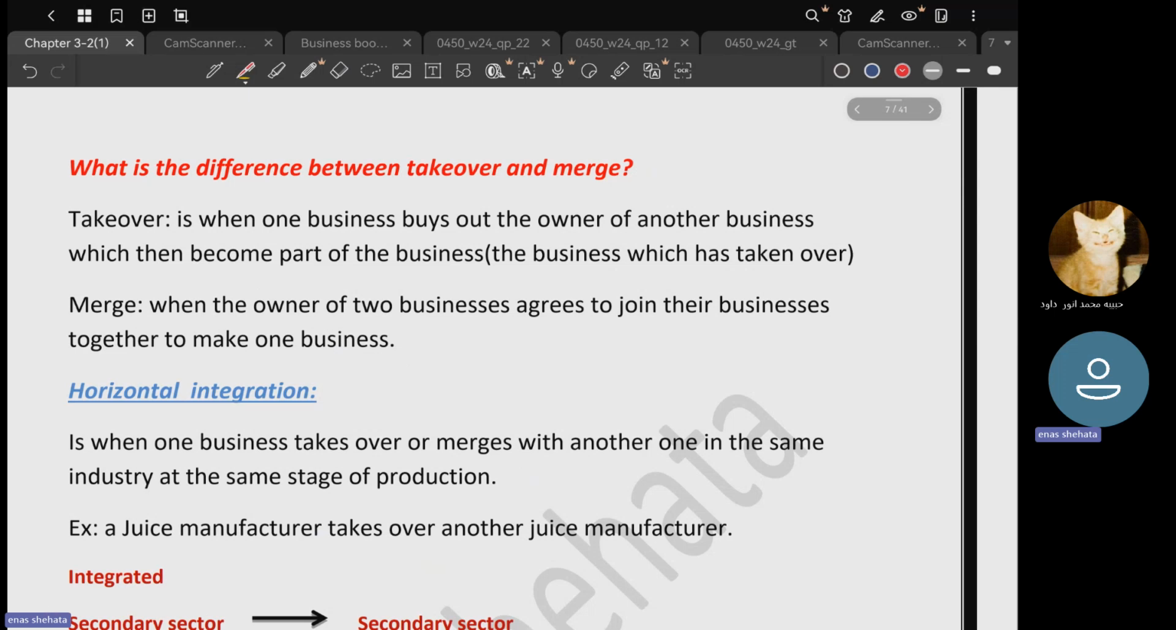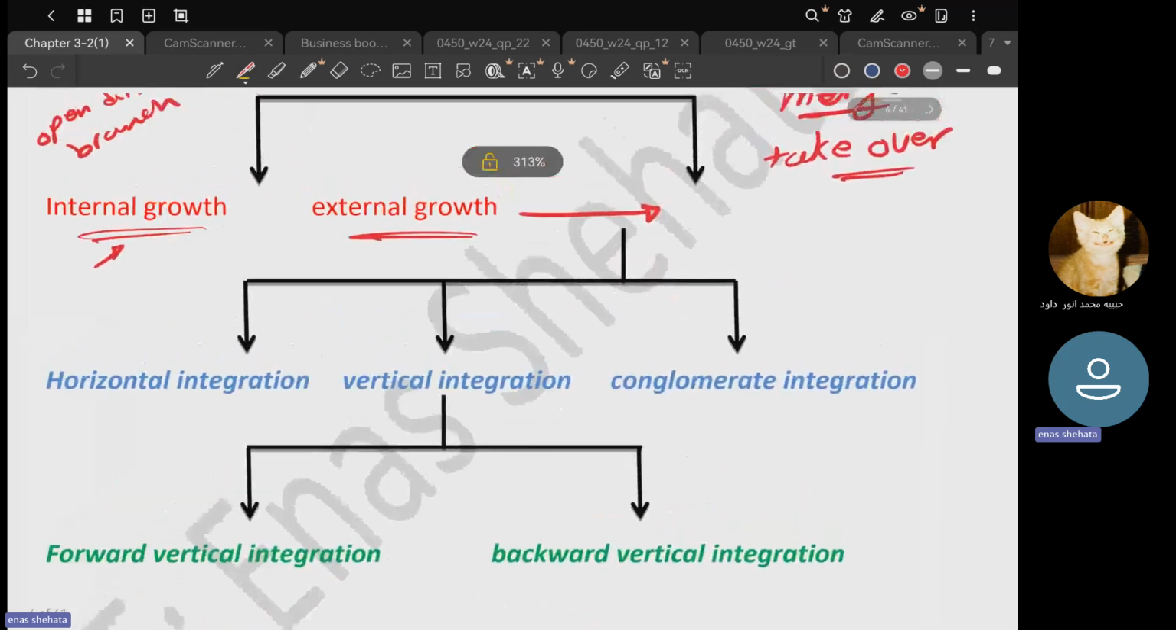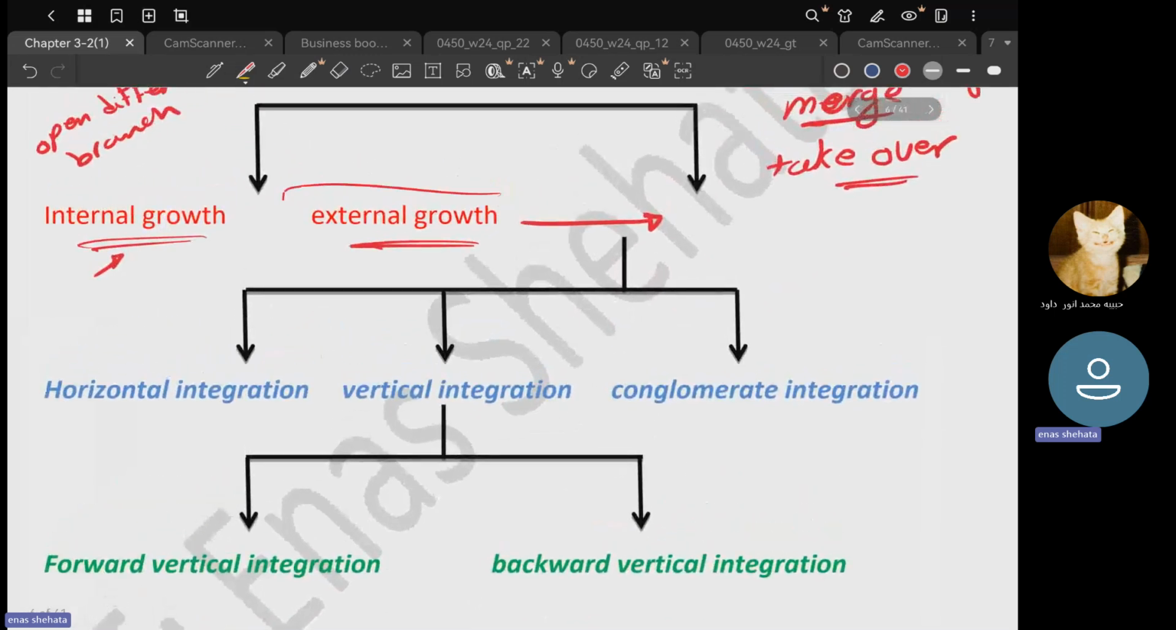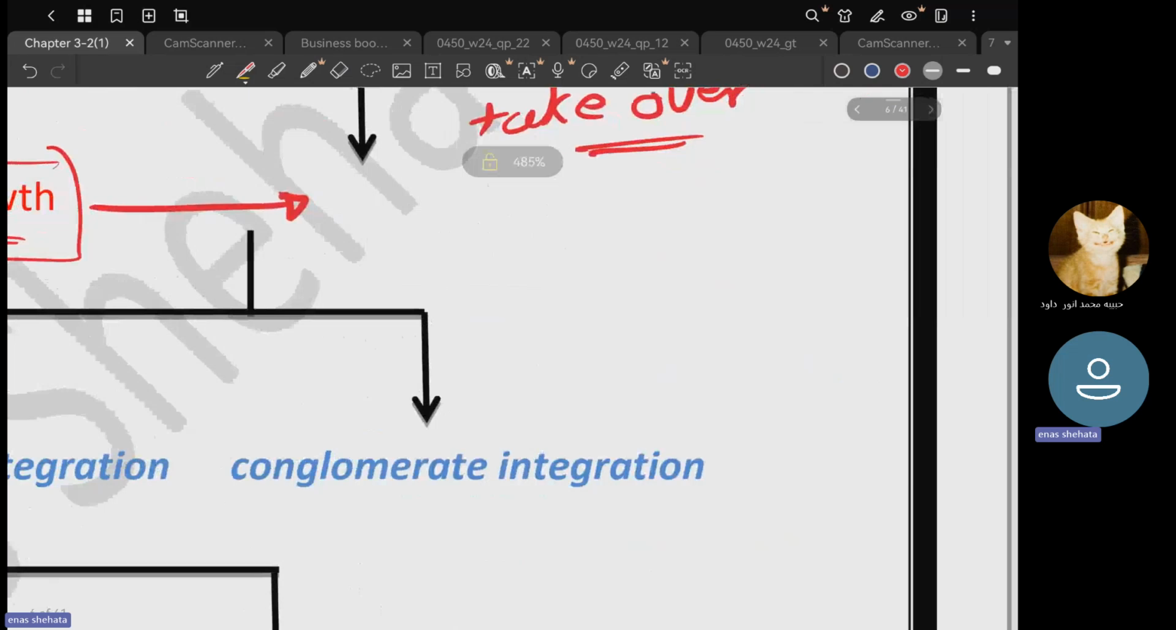The business which has taken over, the business that takes over the other business, the other will be part of it. Merge is when the owners of two businesses agree to join their businesses together to make one business. So now we have talked about the difference between takeover and merge. Now we will explain external integration because we have many things in this external integration. First, I will explain something briefly for you.